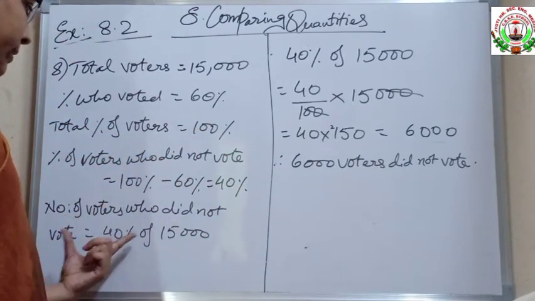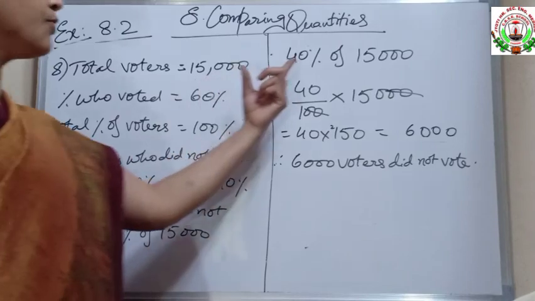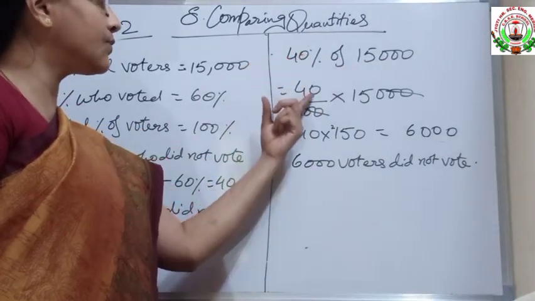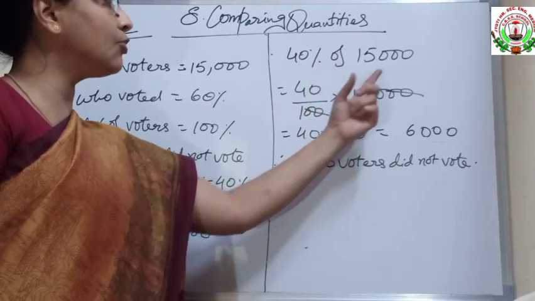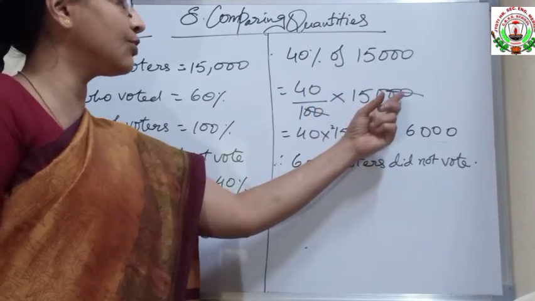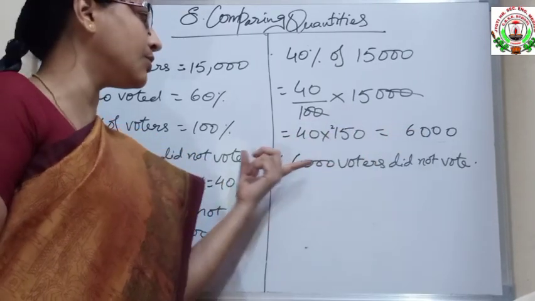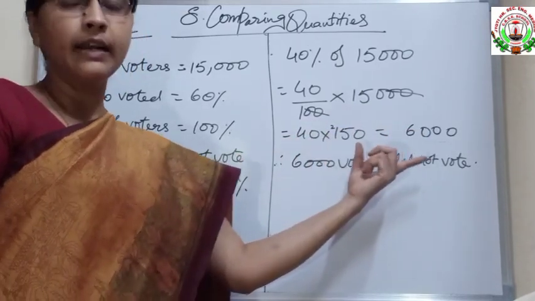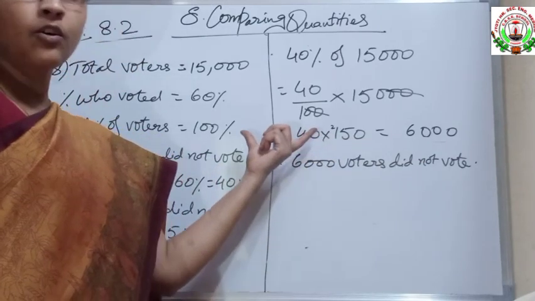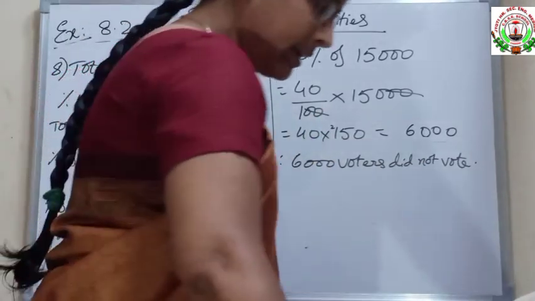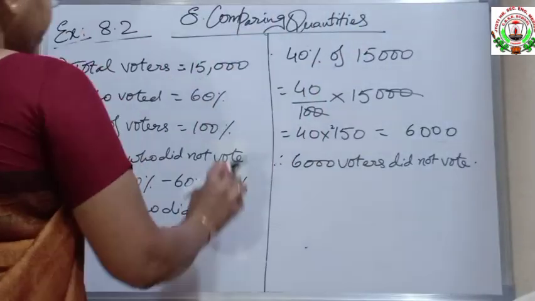So 40% of 15,000. 40% is 40 by 100, of means into this 15,000. Two zeros got cancelled. So 40 into 150, it is 6,000. So therefore 6,000 voters did not vote from the constituency. So this is your 8th one. Next, the 9th one.